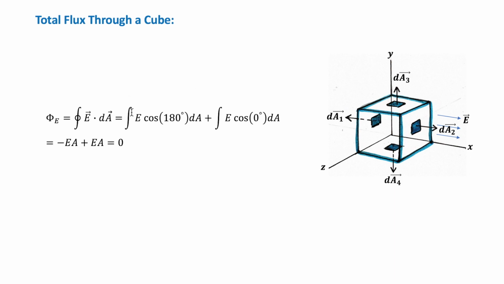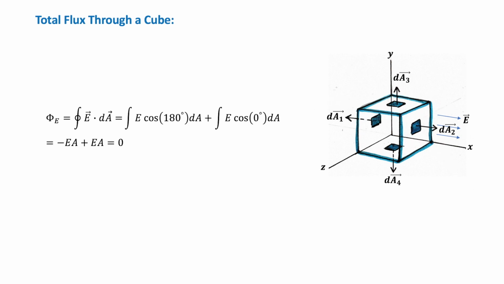We are left with integration of E cosine 180 degrees dA, which is the flux through surface 1. So dA and E are in opposite directions, so the angle between them is 180 degrees. And for this surface, it's E cosine 0 dA, okay? And this gives the net flux equal to 0. And the net flux here is 0 because the number of lines entering is equal to the number of lines leaving, okay?